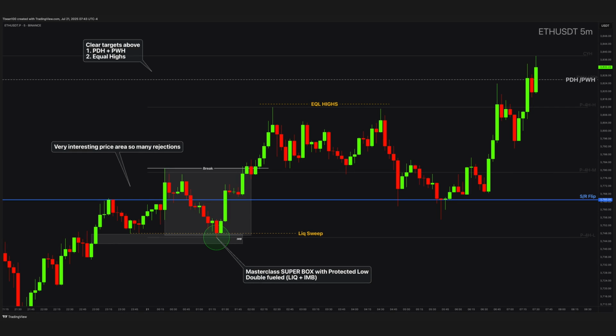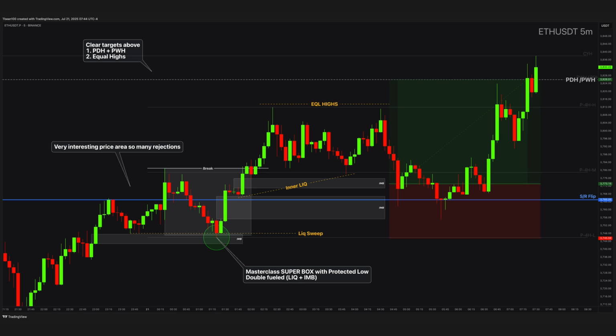Now the question remains, how do we trade this? First of all, we have these two inner imbalances, if you can see. Great locations for seeking a trade. And notice the inner liquidity here, just amazing. So we have inner imbalance plus inner liquidity, a great fuel to hunt our targets above.